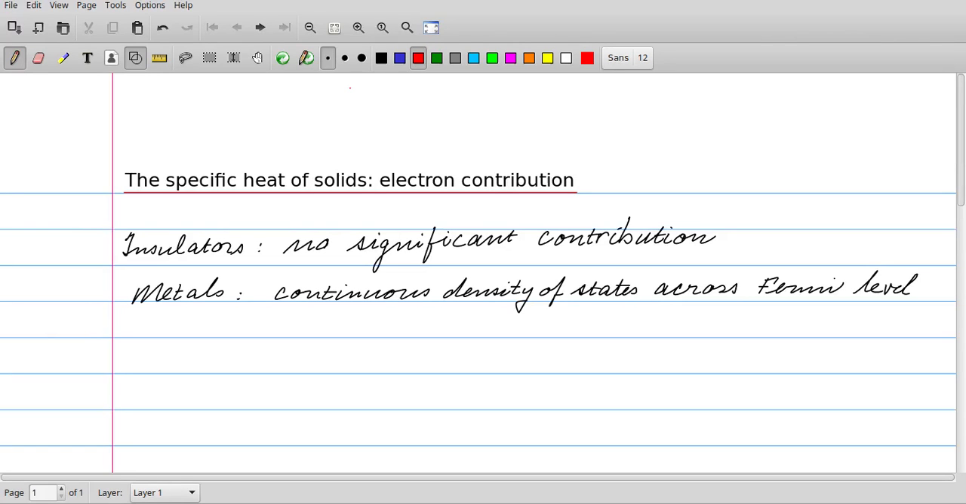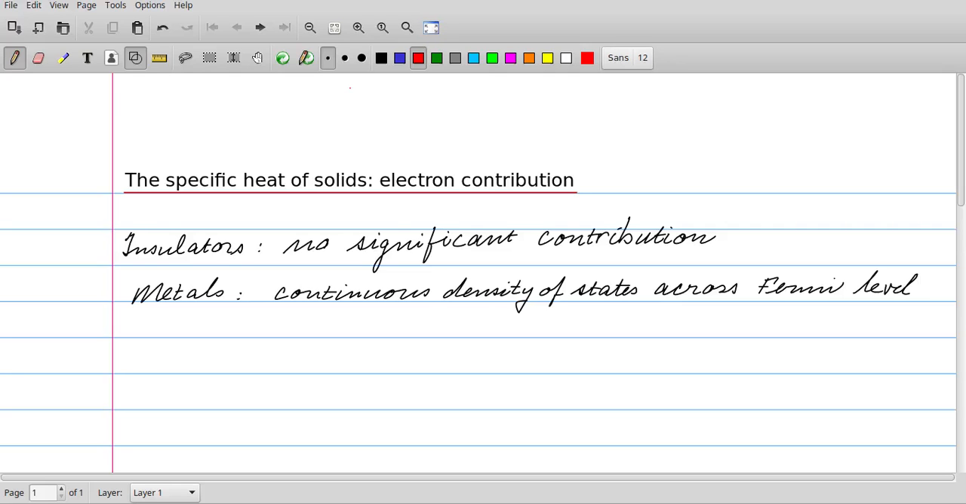So we consider the electron contribution to the specific heat in solids. It's not easy to give a general answer to that because solids can be very different with regards to their electronic behavior. In particular, we distinguish insulators and metals. There are also, of course, semiconductors, but let's keep to these types for the time being.